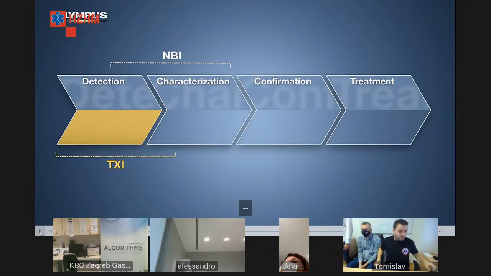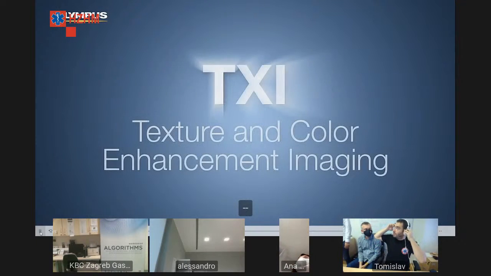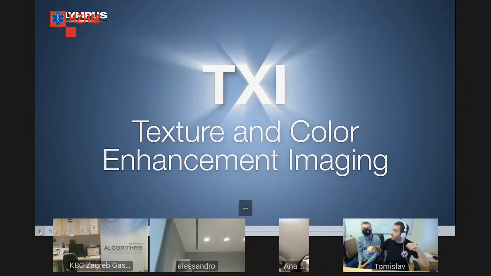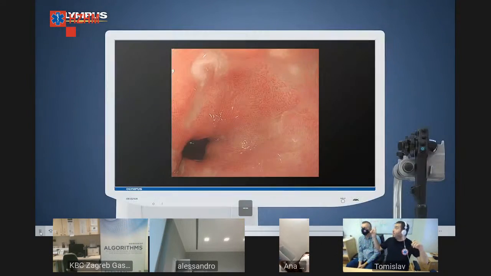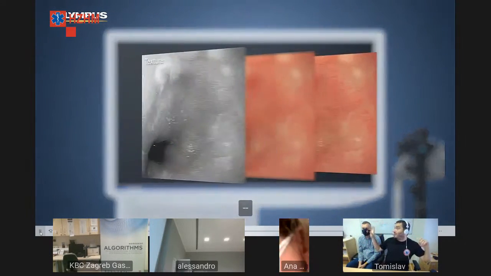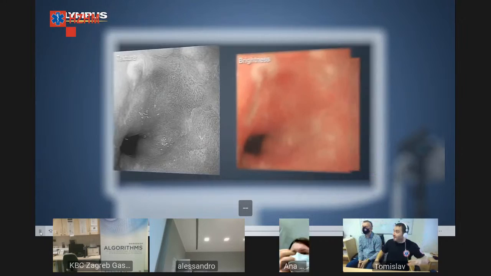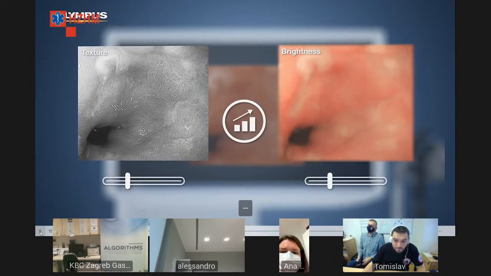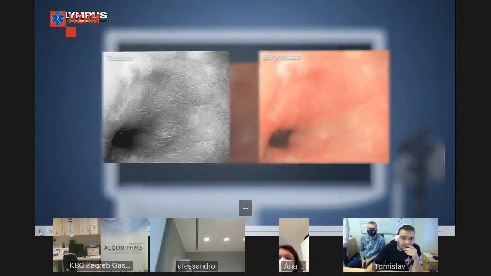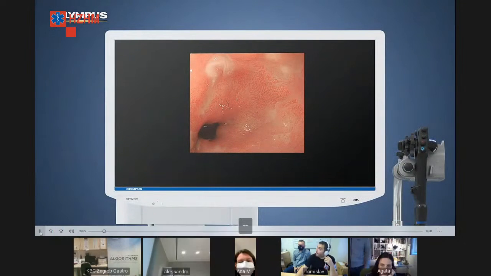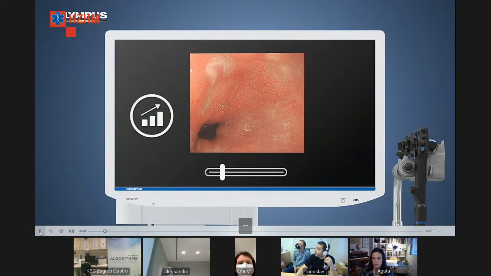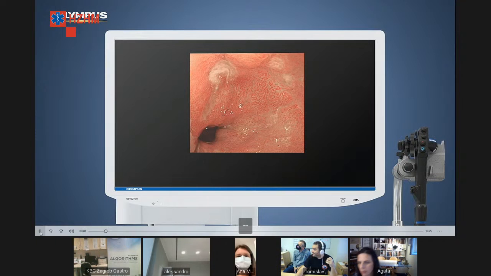variety of suspicious areas, which is especially important during detection and characterization. TXI stands for Texture and Color Enhancement Imaging. The incoming image is split. Texture and brightness are enhanced. During the stacking process, both images are merged. Color tone enhancements are made to more clearly define subtle tissue differences.